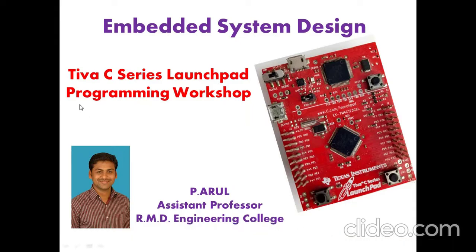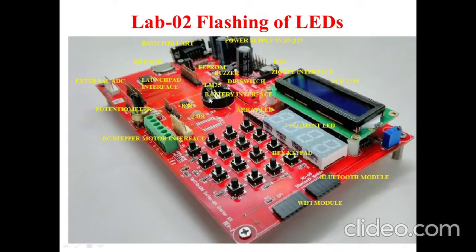So I welcome you to this Tiva C series Launchpad Programming Workshop Lab 2. In this tutorial, we are going to discuss how the LEDs are interfaced with the GPIO pins of the Tiva C series microcontroller. The 8-bit array LED is already connected to the GPIO pins of the Texas microcontroller. From this manual, we got the details of the pin configuration, and we have to use the same pins in our program.